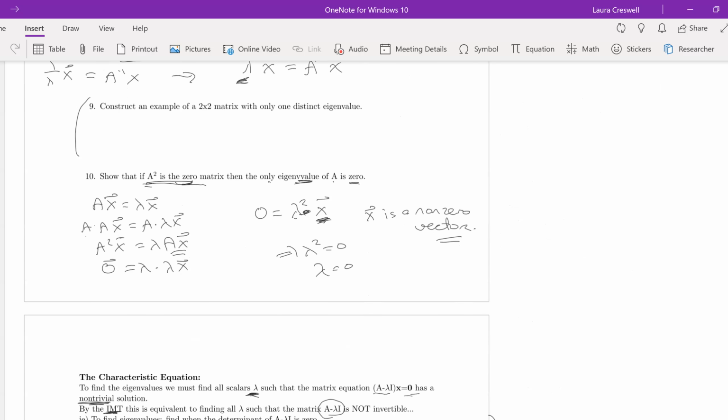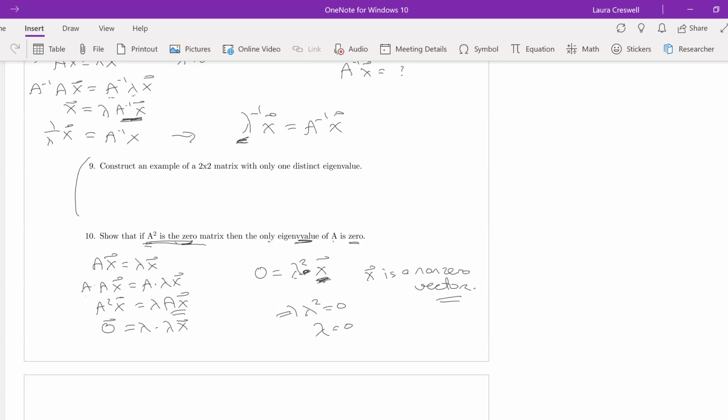So now let me come back to this equation here. Give me an example of a 2 by 2 matrix with one distinct eigenvalue. So I can put the eigenvalue of 2 on the diagonal, and that gives me where I can see that the eigenvalue would be 2.